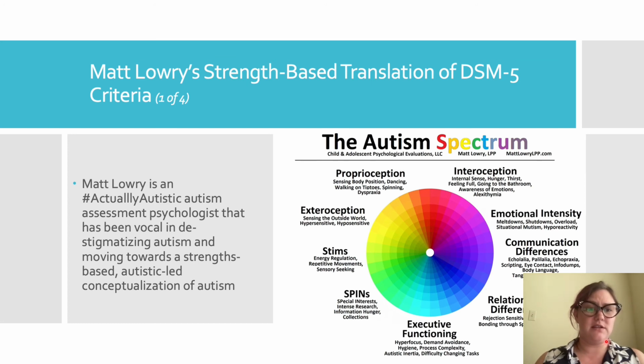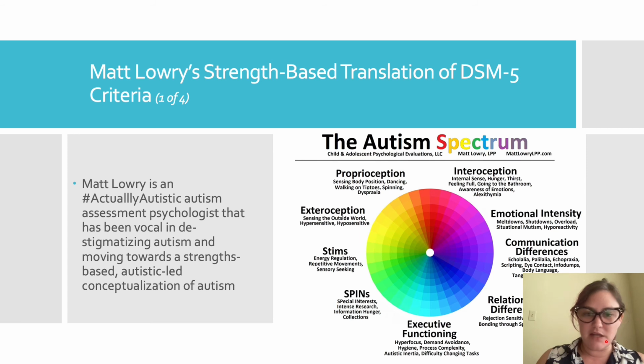The things that he's identified include interoception. That is our ability to sense what's going on inside us, so being able to know if we're thirsty or hungry or need to use the bathroom, and also our awareness of our own emotions. Then emotional intensity is another category. This is characterized by meltdowns, shutdowns, overload, situational mutism, so whenever people are unable to speak, and also hyperactivity.